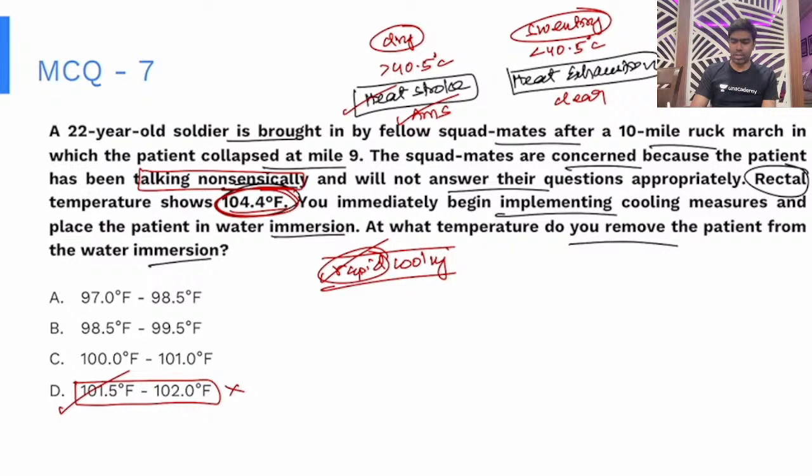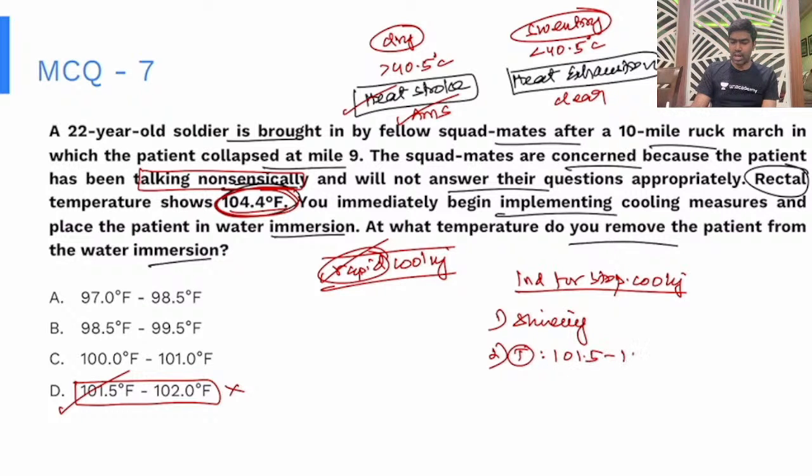an automatic process. So if they ask you what are the indications for stopping the active cooling: number one, once the patient starts shivering, you have to stop the active cooling, because once shivering occurs, you can think that the hypothalamus is responding well now, so you can stop the cooling. And second, if the temperature reaches 101.5 to 102 degrees Fahrenheit.